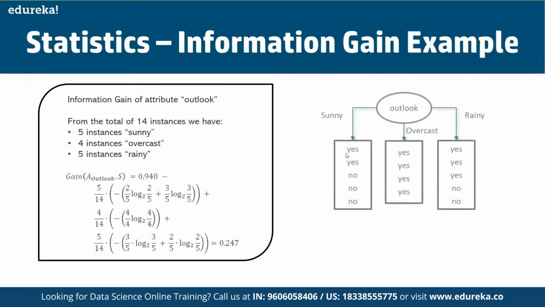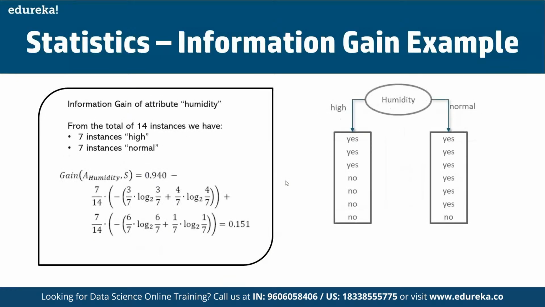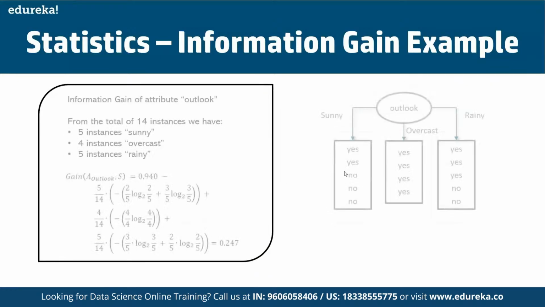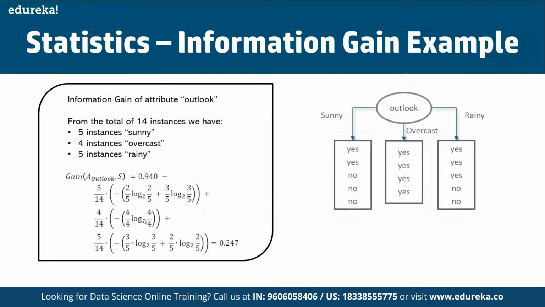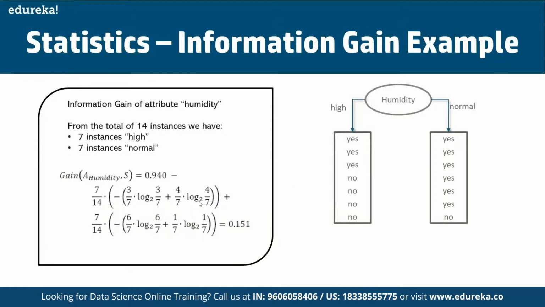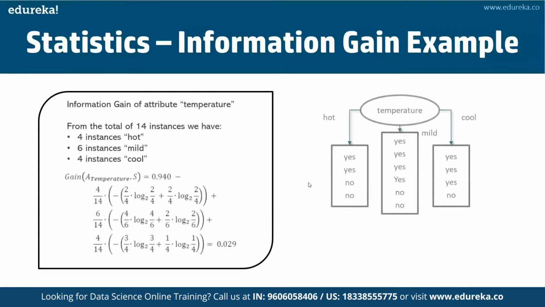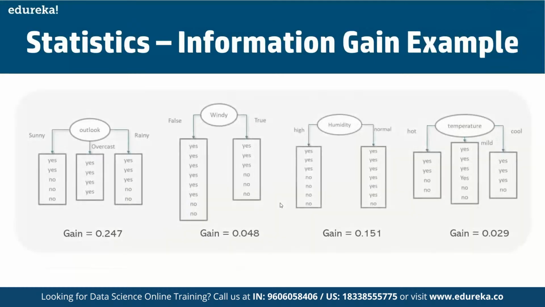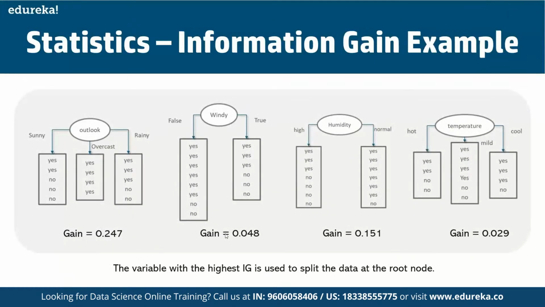We need to calculate the same thing for outlook as well. So once you calculate, you get a value of 0.247. Here, if you notice, you have 3 sets of values. So you need to do calculation thrice. So you have calculation 1, calculation 2, and calculation 3. The next is humidity. So you have to do the calculation twice here. And finally, you're going to do the calculation for temperature, and you have a value here. So now you're going to compare all these values, and we're going to see where do we have the gain. So the gain is 0.24, 0.048, 0.1, 0.02.